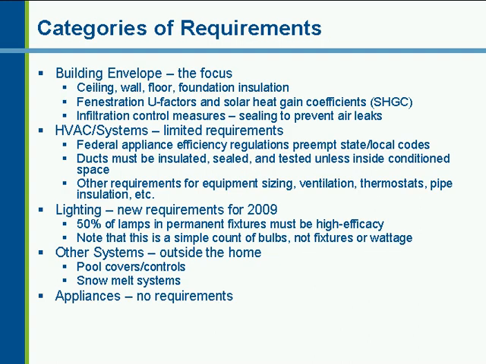The major categories that are covered in this code: the building envelope, that is the focus. That's where we'll spend most of our time today. That's what most people think of when they think of the requirements of an energy code. There are some limited requirements on HVAC and systems, and I say limited because the federal law preemptively regulates equipment efficiency itself. So it's only the systems and related machinery that this code impacts.